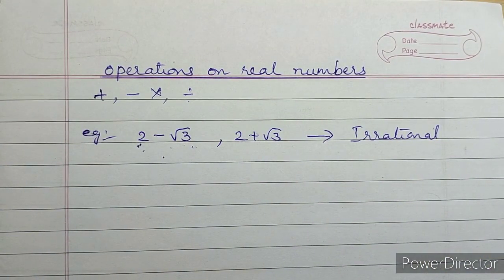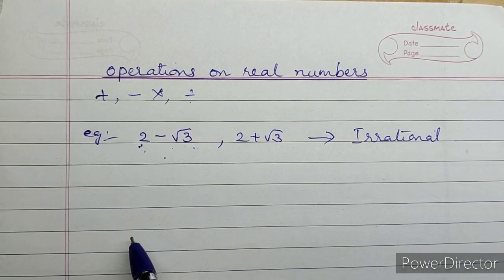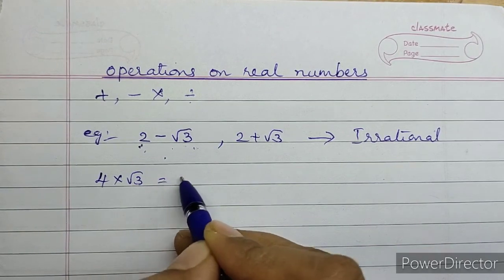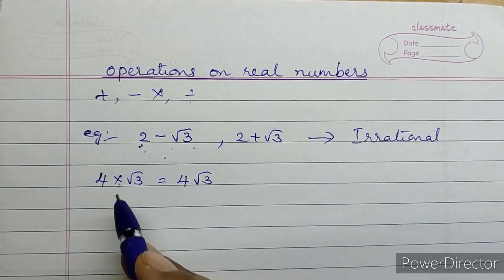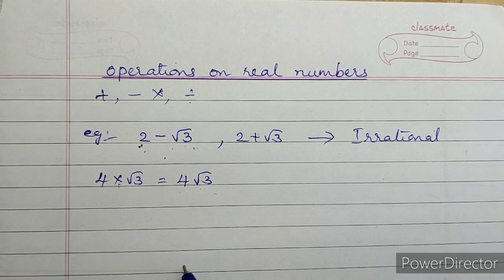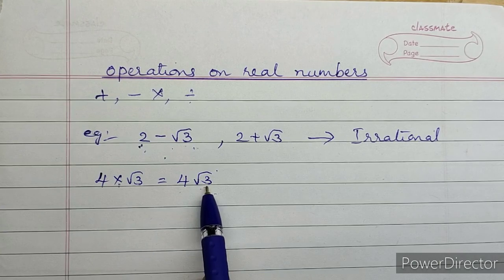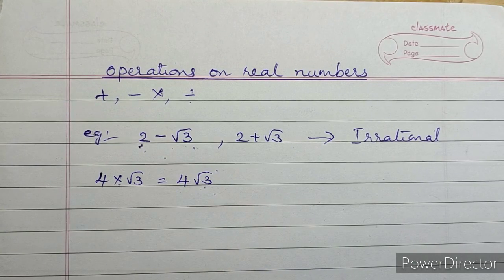This is the first rule. If it is addition of a rational and an irrational number, the answer will always be irrational. Second point is the product or quotient, that means multiplication or division of a rational and an irrational number. It is always irrational. For example, 4 into root 3, that we will write as 4 root 3. We will not write this as 4 root 3, but 4 into root 3 only. This result is always irrational, because root 3 is irrational, so the whole number is irrational.